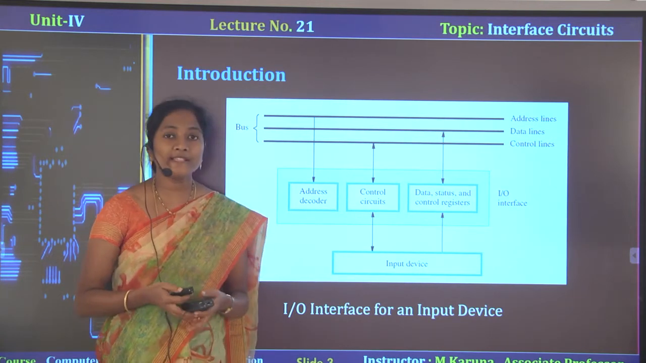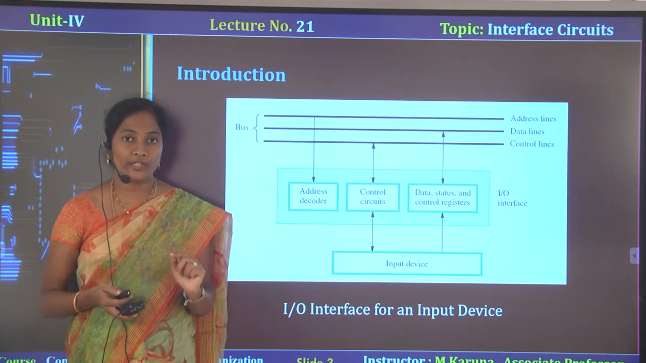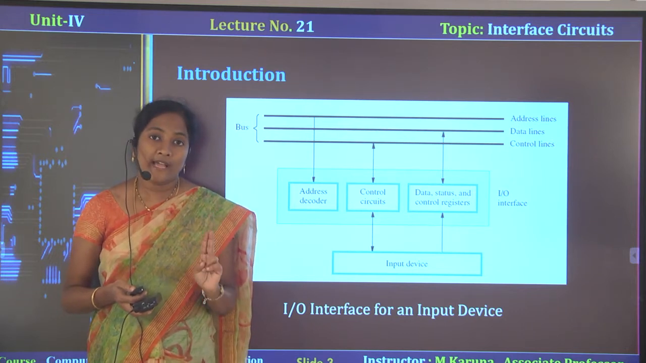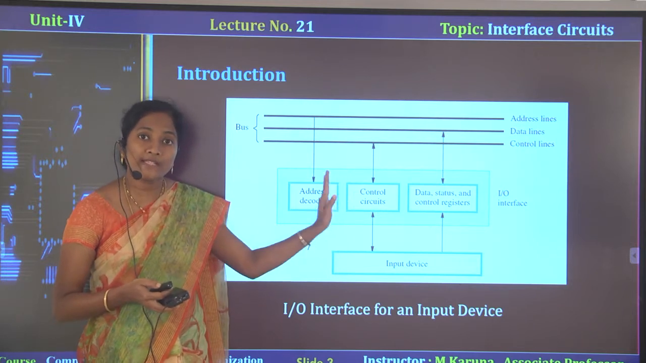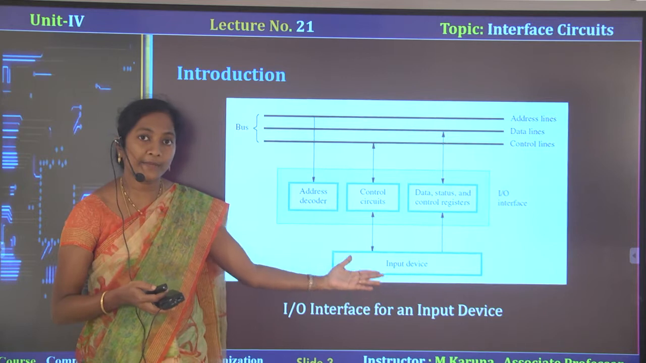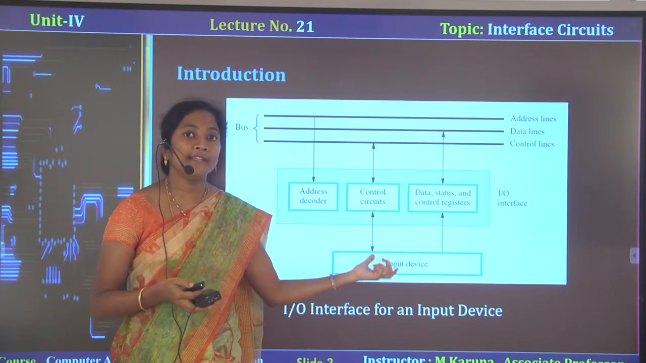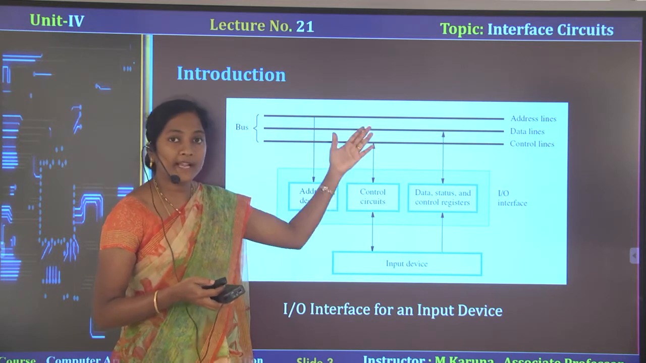We can say this interface circuit is also known as a port. We have two types of ports: parallel port and serial port. It is used to send the data bits simultaneously, and that is why this kind of setup is known as a parallel port. This IO interface is used to coordinate all the activities of the input device and bus.